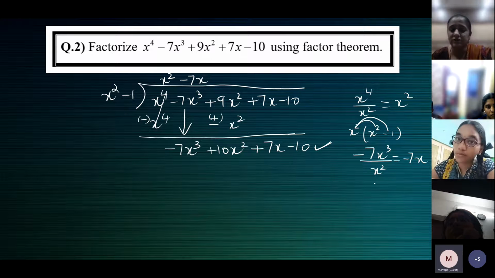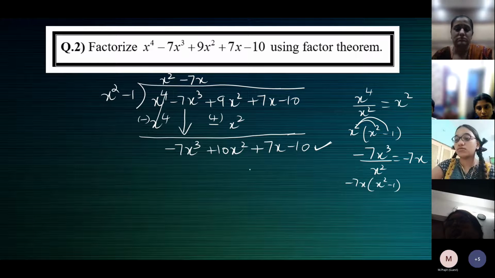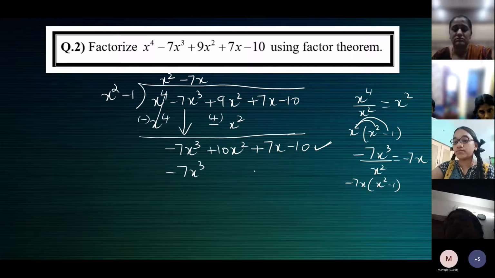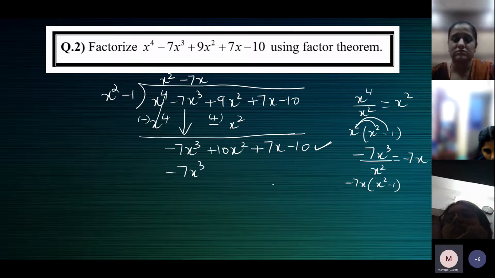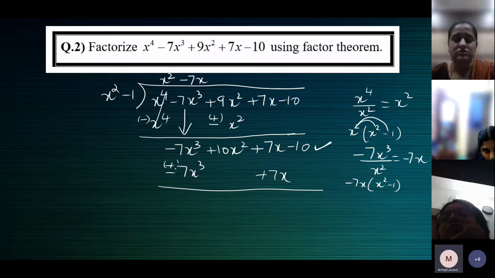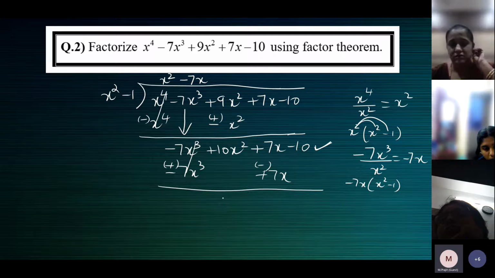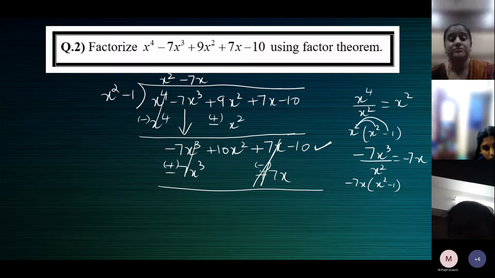Now we multiply it with the divisor and get minus 7x cubed and plus 7x. Change the signs. Then 7x and 7x are cancelled, and the remaining terms come down. This also gets cancelled, because 7x minus 7x is 0. So the remaining terms are 10x squared minus 10.